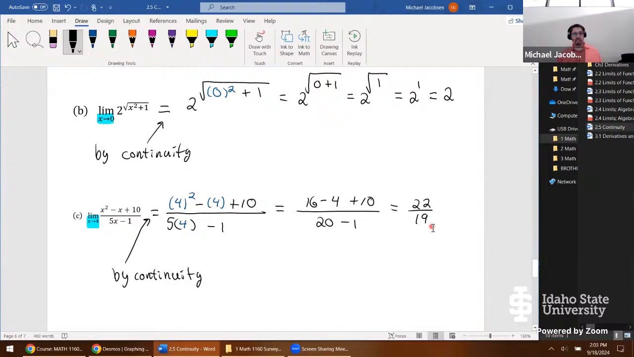So continuous functions are great. There's not a whole lot going on in the limit. You're just doing a direct evaluation. Any questions at all, folks, with how those kind of limits go?